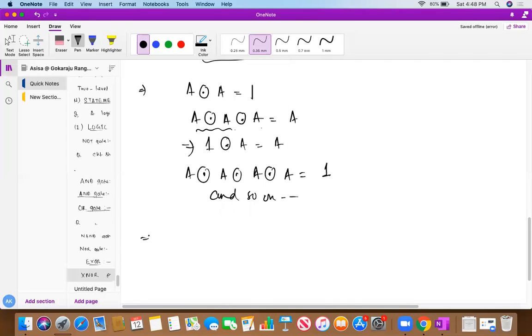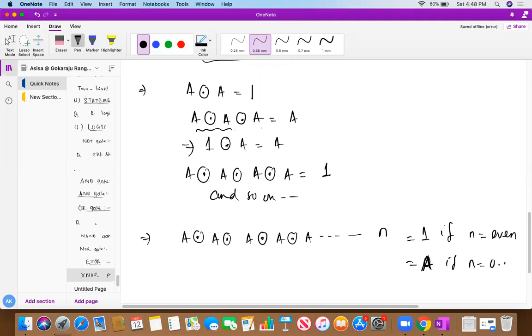So what is the final formula we achieved? A XNOR A XNOR A XNOR A, n times, is equal to 1 if n is even, and it is A if n is odd. We have seen the same kind of similarity in XOR. What did we get there? We get A if n is odd.